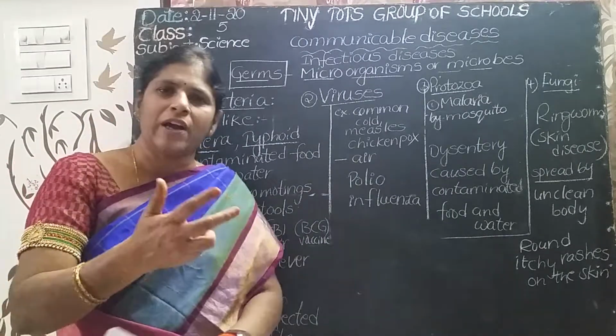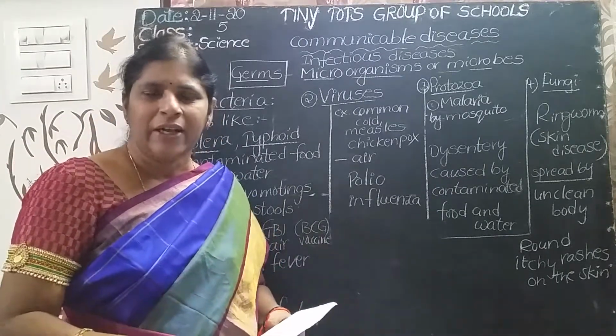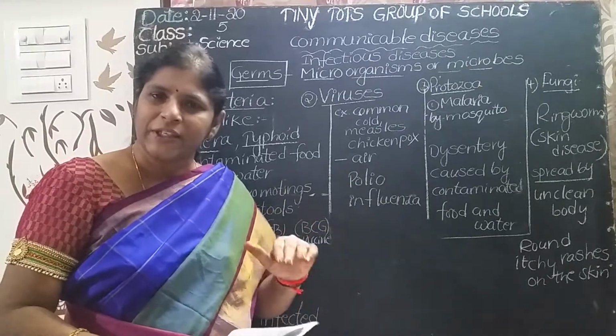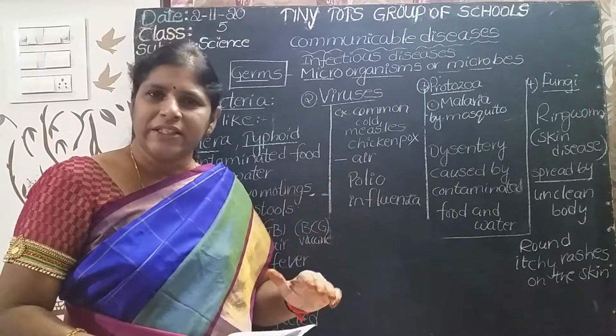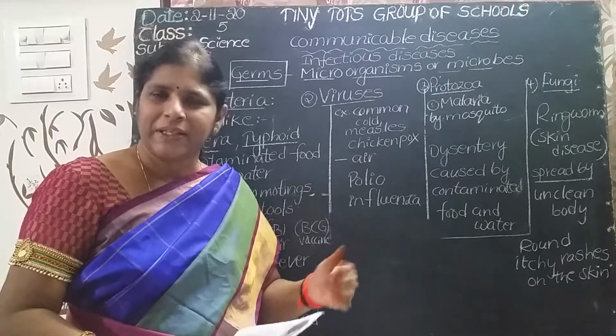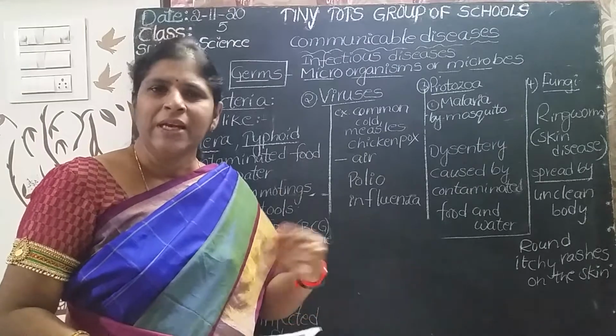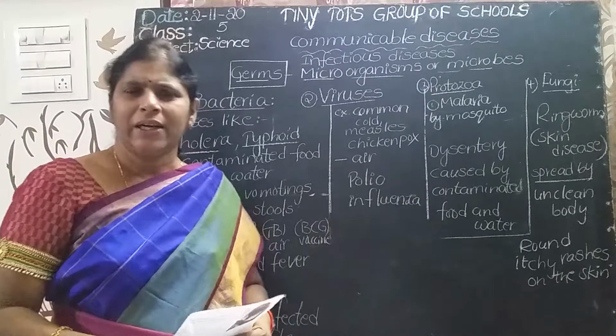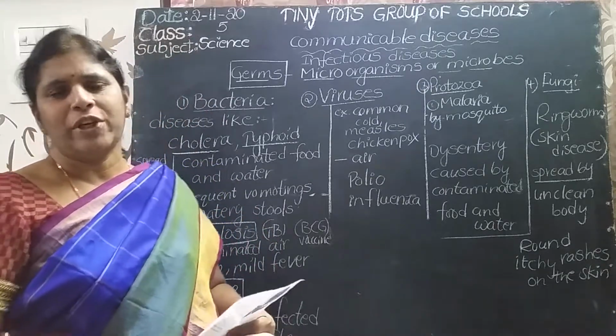Non-communicable diseases do not spread from one person to another, but communicable diseases spread from a sick person to a healthy person. So the diseases which spread from one person to another are called communicable diseases. Can you guess what the communicable diseases are?